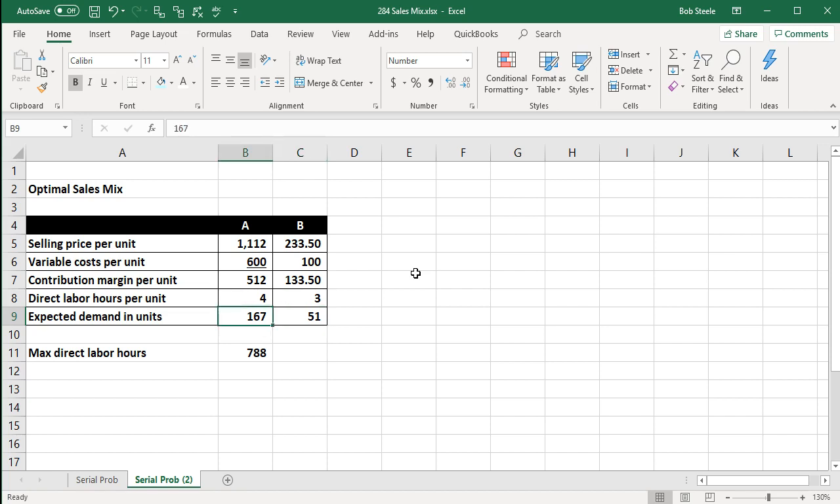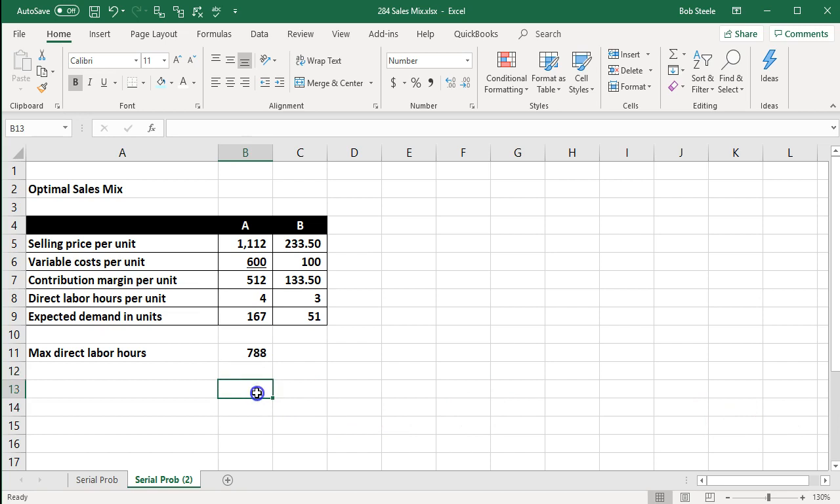This is what we think we could sell, the demand for the units if we were able to meet that demand. But of course, we have restrictions based on our major restriction being the direct labor hours. So what we're going to do is say the max direct labor hours is 788. That's going to be our restriction. And we're going to take a look at our sales mix given that restriction.